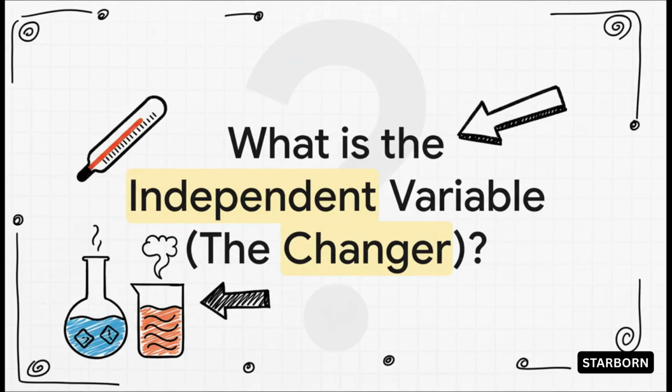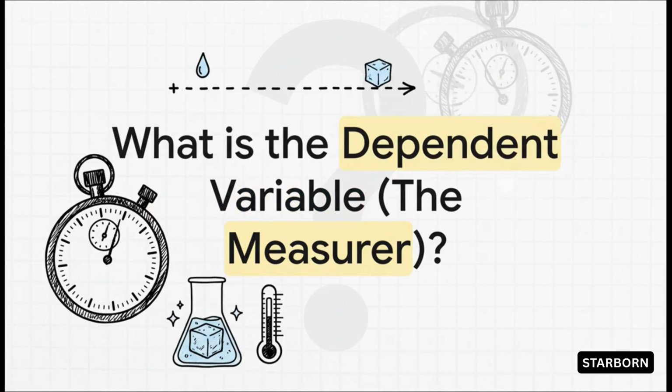First question. What is the changer here? What's the one thing Rahul is intentionally changing to test his idea? I'll give you a second. Did you say the starting temperature of the water? If you did, you are spot on. That's his independent variable.